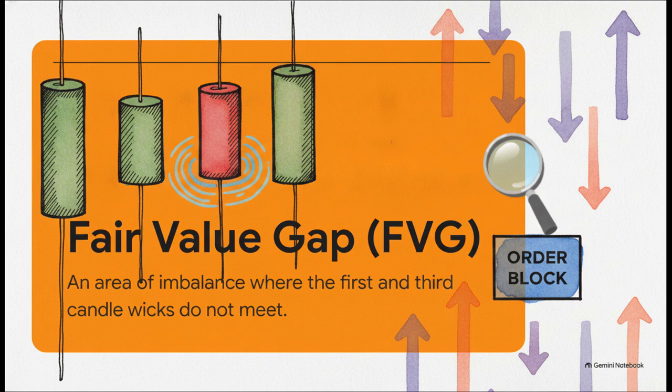Just look at a 3-candle sequence. If the wick of candle 1 and the wick of candle 3 have empty space between them, that's your fair value gap. It shows an utter lack of counterparties. And let me tell you, it acts like a giant magnet for future price action. Wherever you see this gap, there's an incredibly high likelihood that a valid order block is sitting right there.